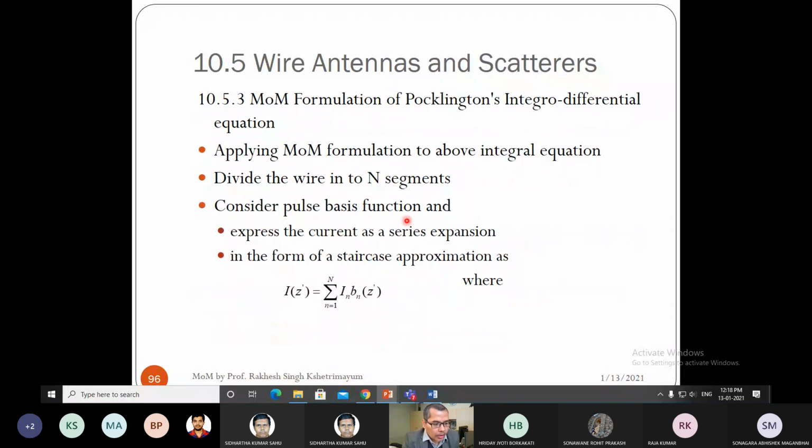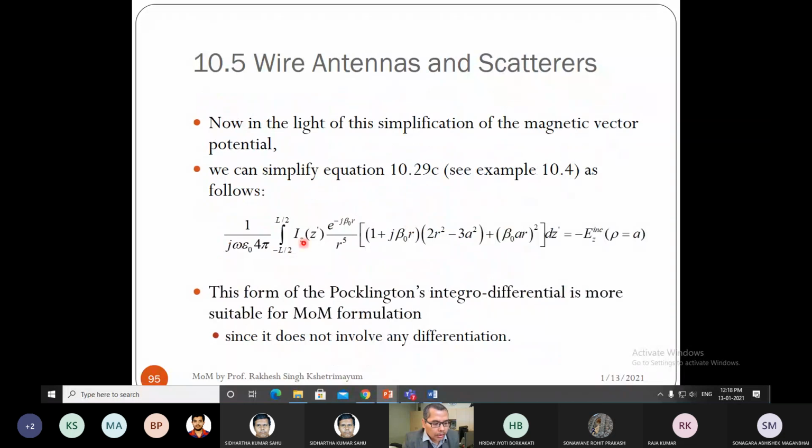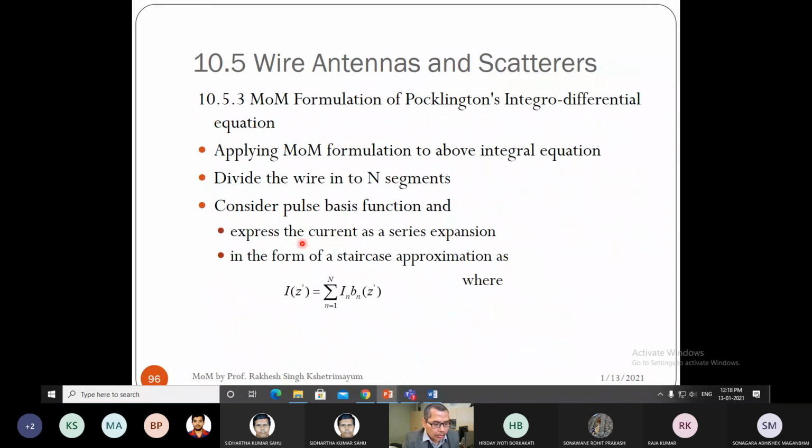So the question is, how do I apply MoM to solve for the unknown current density here? Once I have the unknown current density, I can find all other antenna parameters. We are considering a dipole wire antenna, and we want to find the radiation from it. To find the radiation from the dipole wire antenna, I need to know the current distribution on the antenna first. So now I can apply MoM to solve for the unknown current density on this dipole wire antenna.